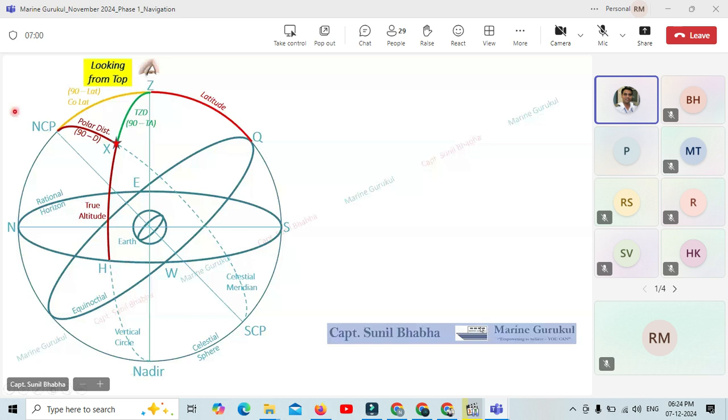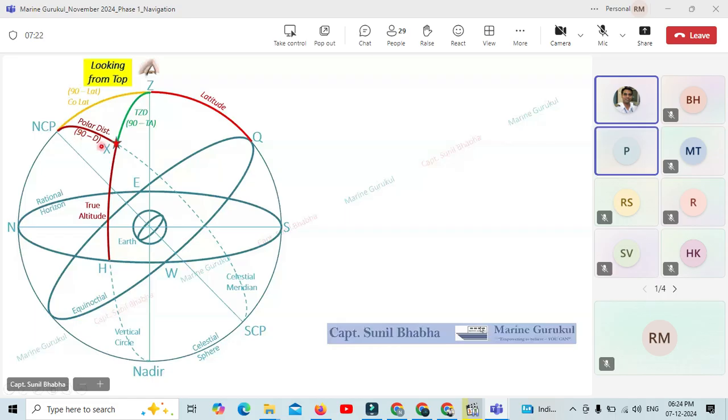ZX side is the true zenith distance, which is 90 minus true altitude. The side HX represents the altitude of the body. And the third side PX is the polar distance, which is equal to 90 minus declination.